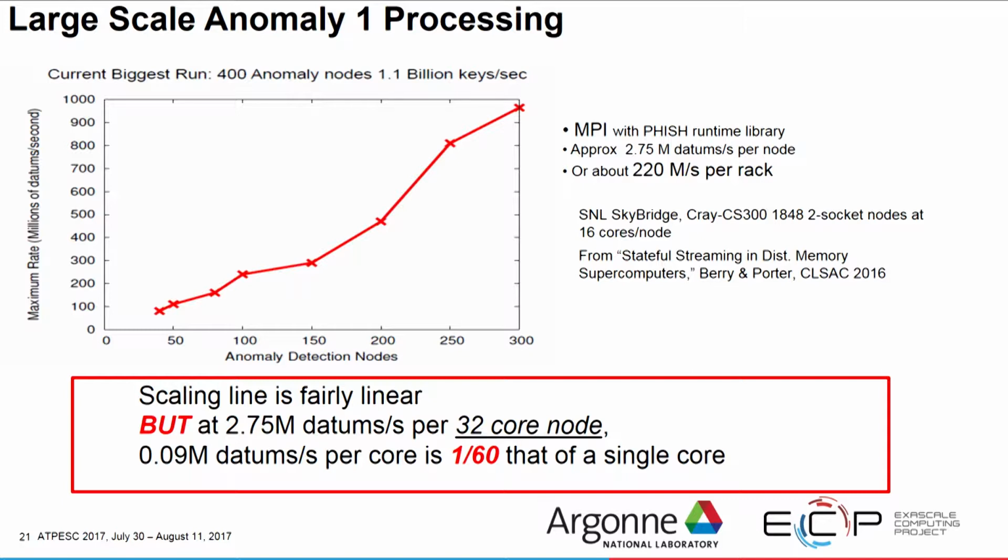One node, if you go down and look at the slope of the curve, the performance per node is about 2.7 million datums per second for a 32-core node. And the data I just showed you for single core, you could get about 2 million per second. So that says each core in this big system is giving you about 1/60th the performance that you'd get if you ran the problem on a single core. So this is another Houston, we have a problem kind of thing.